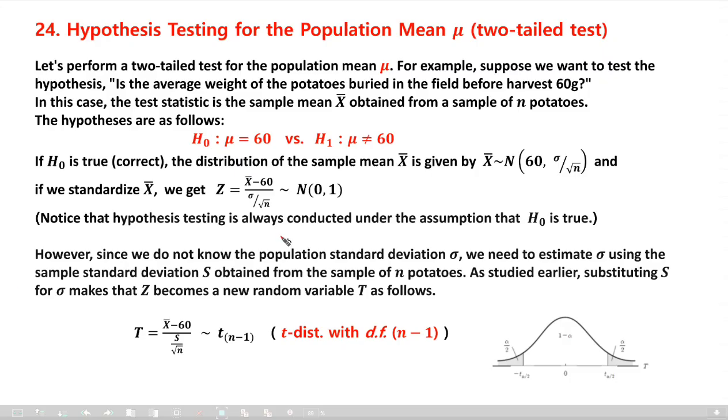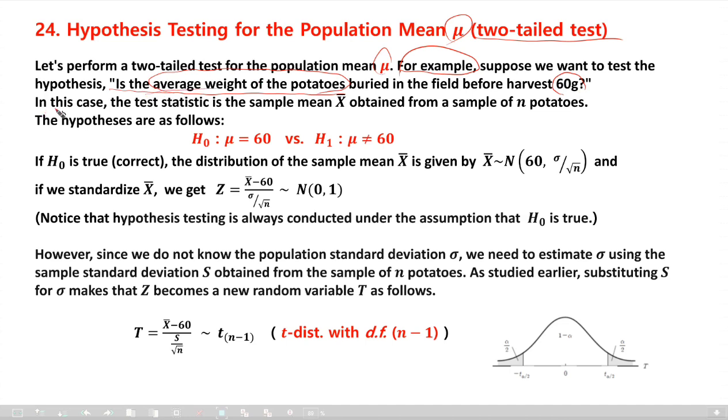So it is important. For population mean mu, I say two-tailed test. This is also a basic one in order to understand hypothesis testing easily. Let us perform a two-tailed test for population mean mu. For example, I take this example. Suppose we want to test the hypothesis: is the average weight of the potatoes buried in the field before harvest, average weight of potatoes, 60 gram, just one potato average?